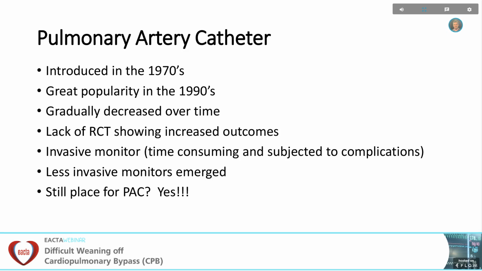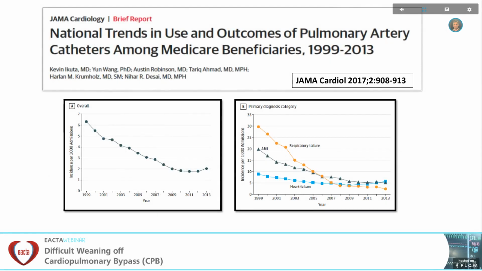And I say yes. We have some data showing that in the last few years we have an increase in the use of the pulmonary artery catheter, especially for heart failure.